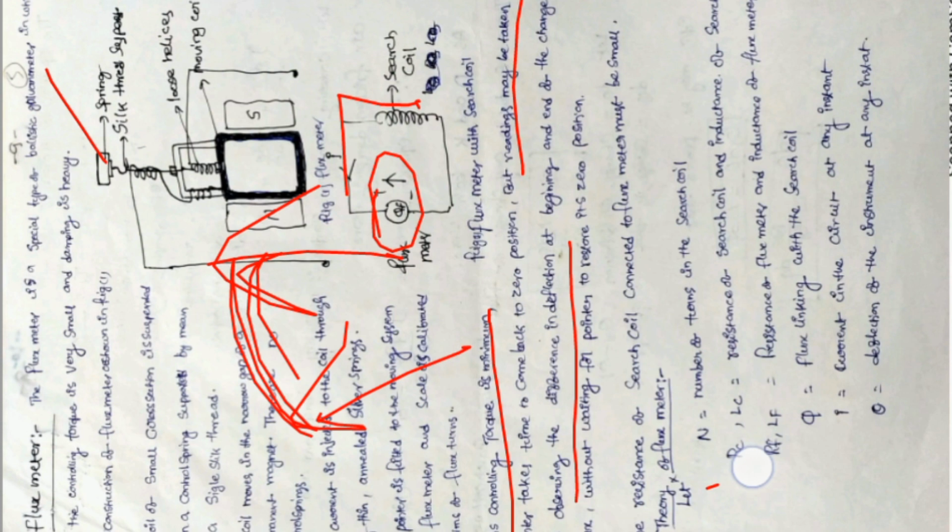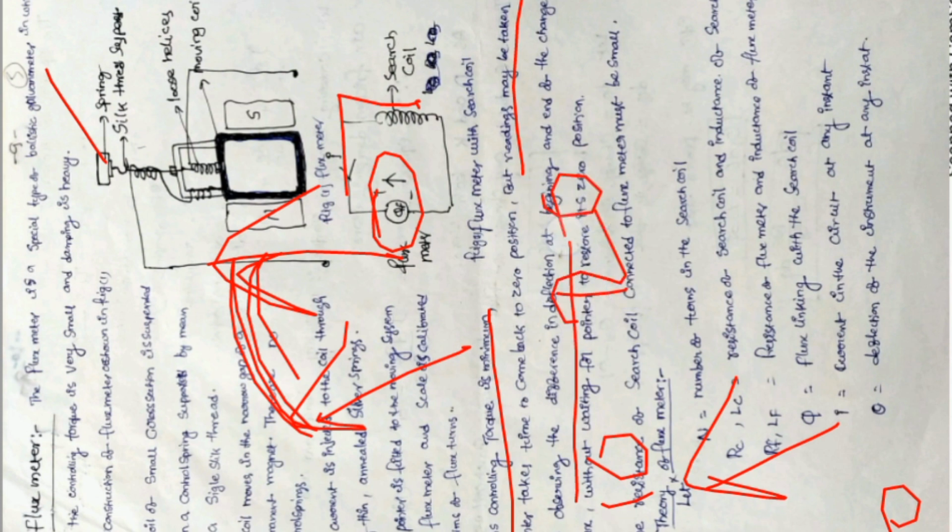Suppose the flux meter moved for a small flux from 0 to some value, 10 Weber turns. From 10 to 20, we have to calculate the difference, which is 20 minus 10, giving 10 milli Webers or Webers. Like that we can measure, because the controlling torque is absent in the flux meter.